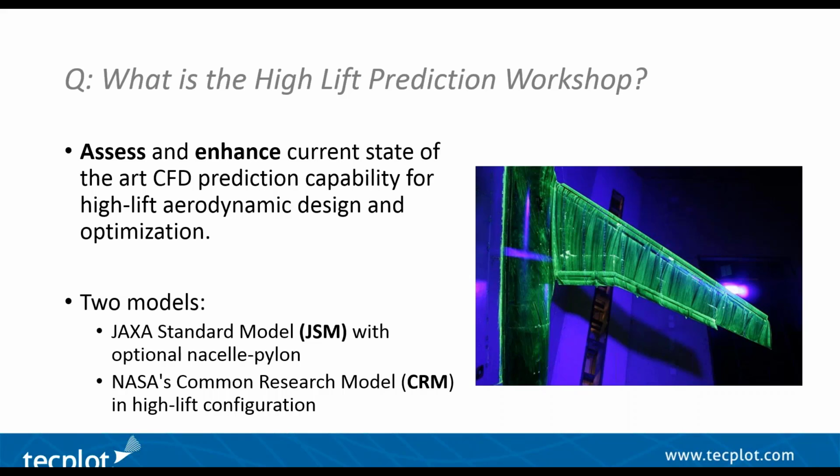So for this particular workshop, participants are required to work with two different models, the JAXA standard model, JSM, and this is run with and without a nacelle pylon attachment. So the image on the side is the JAXA standard model without the nacelle. And then the second configuration is the NASA Common Research Model, which is in the high lift configuration, so the HLCRM as an abbreviation.